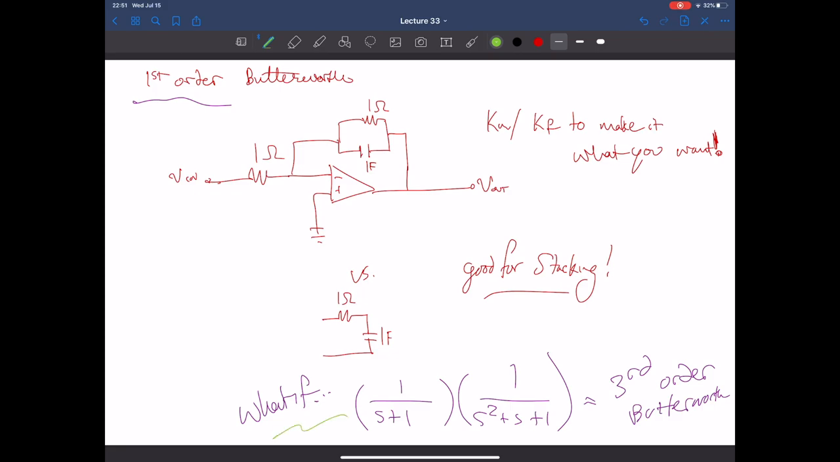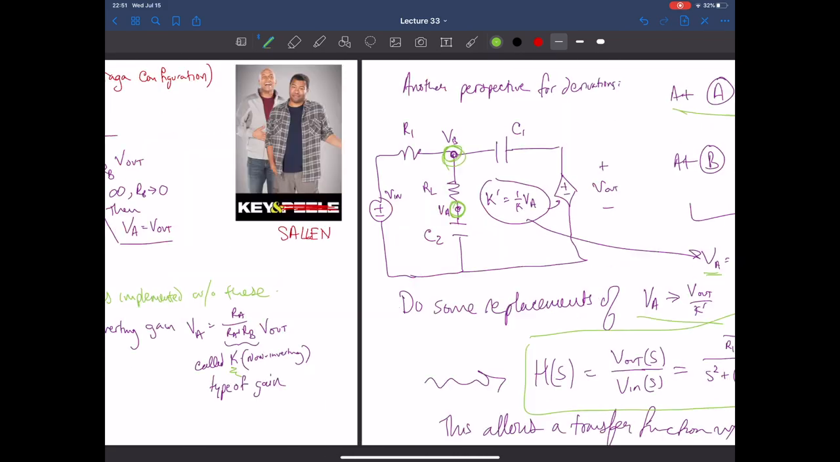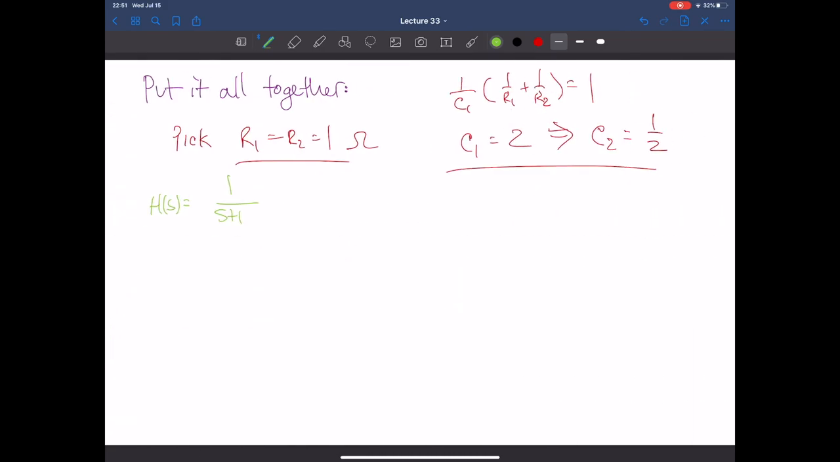Okay, so we had 1 in the numerator here, and then this was times S squared plus S plus 1, which overall was equal to the Butterworth polynomial. So that was our transfer function that we endeavored to try to get.